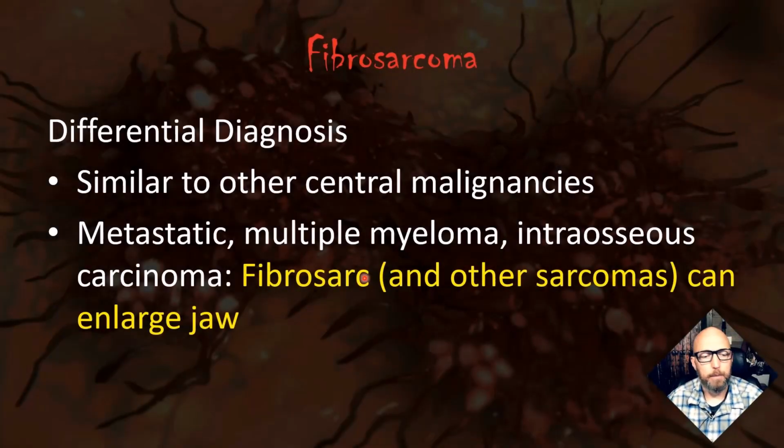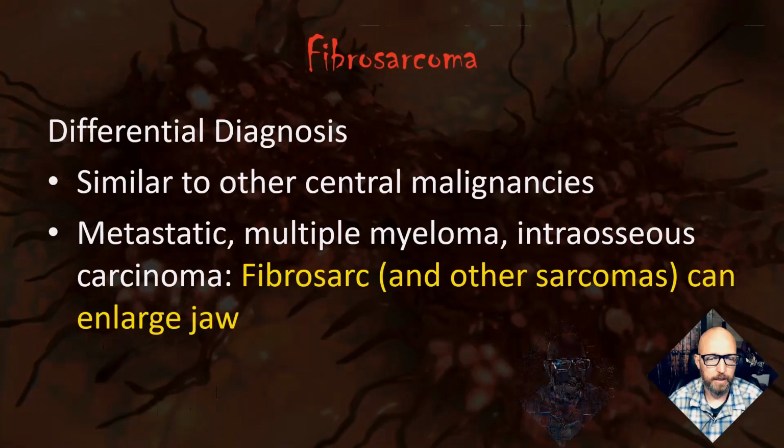All right, radiographically, the appearance very similar to other central malignancies. So you're going to have on your differential, is it a metastasis? Do they have some other prior known malignancy? Myeloma, intraosseous carcinoma, or basically any type of lesion. Fibrosarcoma, other sarcomas, especially osteosarcoma, chondrosarcoma, those can be more of an enlarging bone, where it really tends to enlarge and grow the bone outward. So sarcomas can do that rather than just being completely destructive.